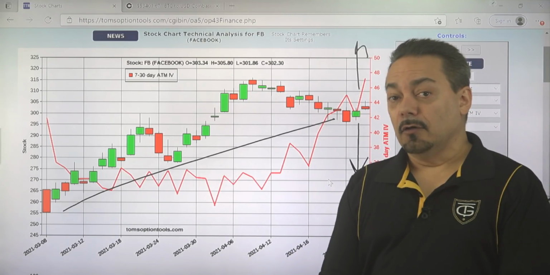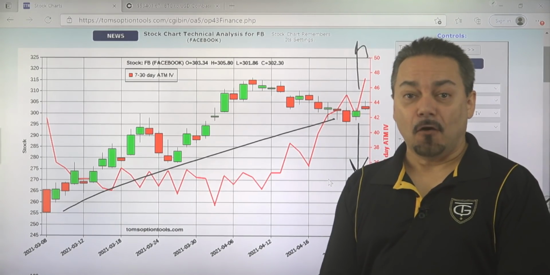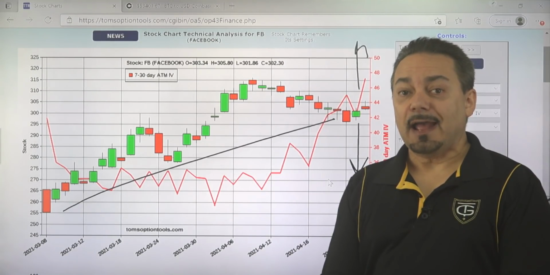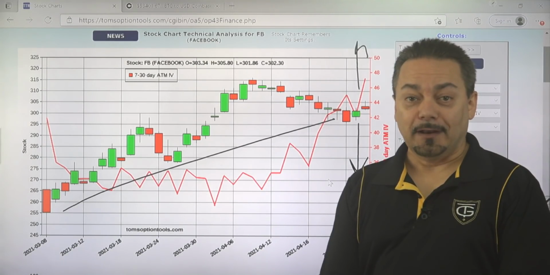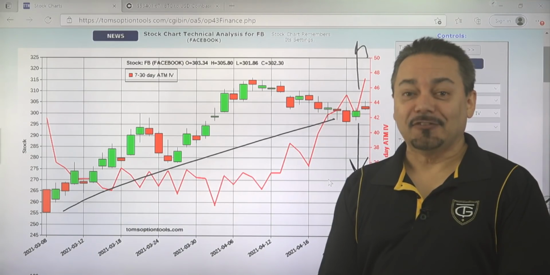What I want to show you is how to predict how far these moves are likely to occur after earnings. And we're going to do it using options. So let's get started.